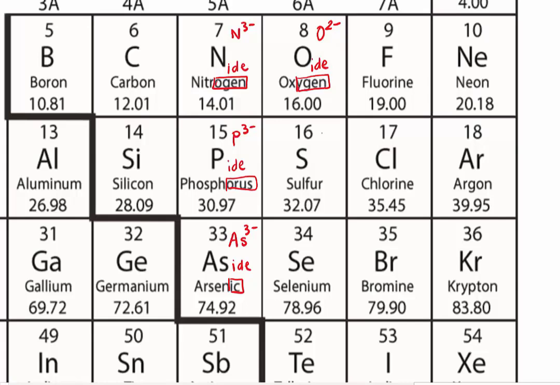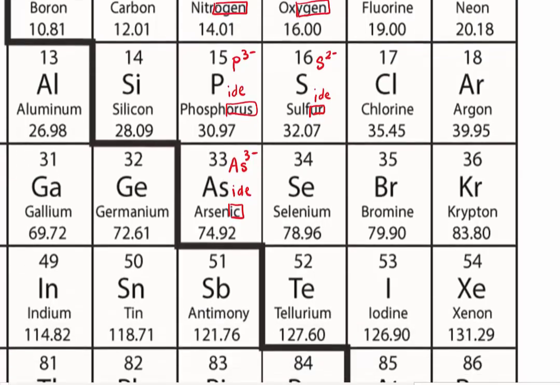What about sulfur? The sulfur ion has a charge of 2-, but we don't call it sulfur ion. We drop the ending of sulfur, which is UR, and we add IDE. So sulfide. The formula for sulfide is S2-. And we also ignore selenium for now.